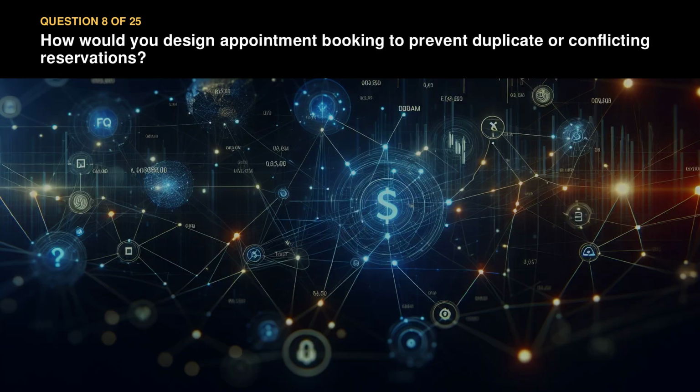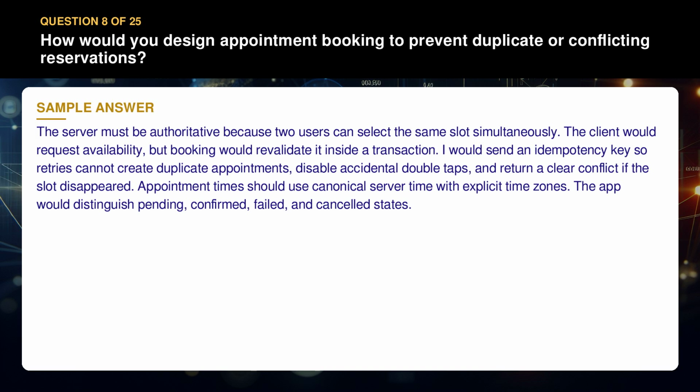Question 8. How would you design appointment booking to prevent duplicate or conflicting reservations? The server must be authoritative because two users can select the same slot simultaneously. The client would request availability, but booking would revalidate it inside a transaction. I would send an idempotency key so retries cannot create duplicate appointments, disable accidental double taps, and return a clear conflict if the slot disappeared.